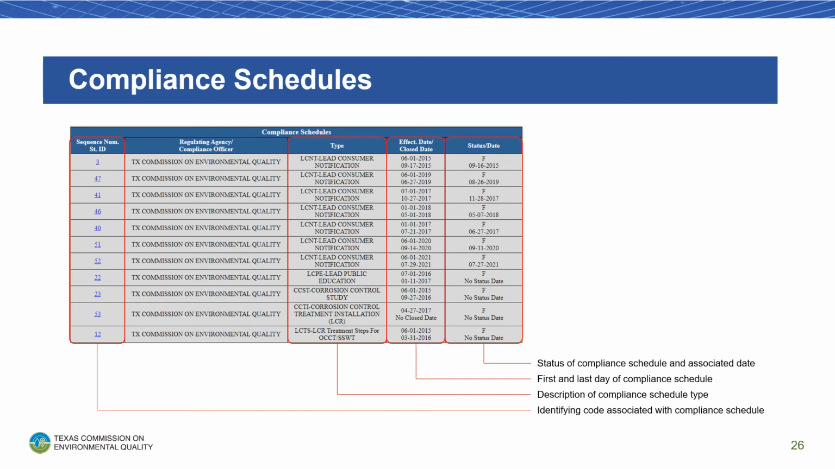On this page, we'll discuss what information is housed in the Compliance Schedules table. Sequence number, state ID, provides the unique identifier associated with the schedule. Type provides a description of the compliance schedule. Effective date/close date provides the dates when the compliance schedule became active and inactive. If the field says no closed date, that indicates that the schedule is still active and requires further action before it can be closed out. Status date provides the status of the compliance schedule and associated date.